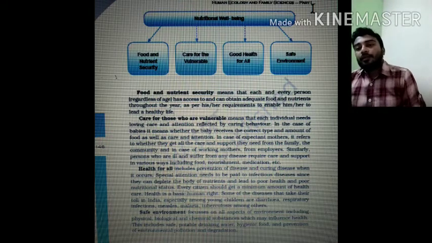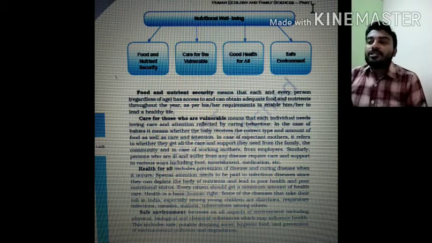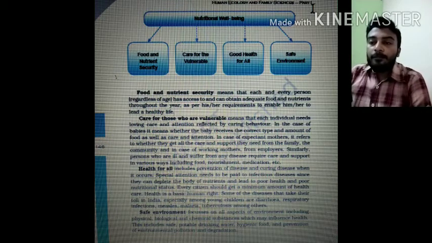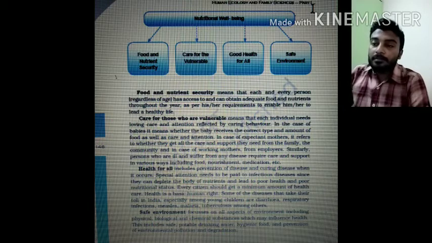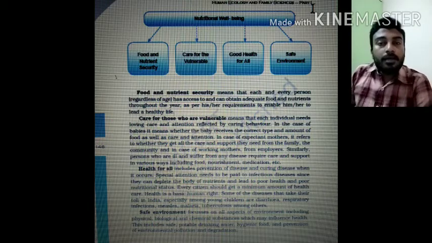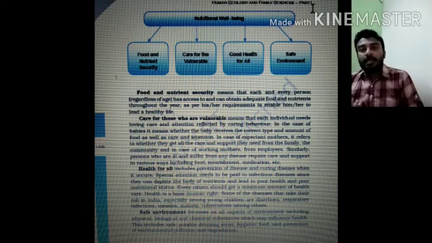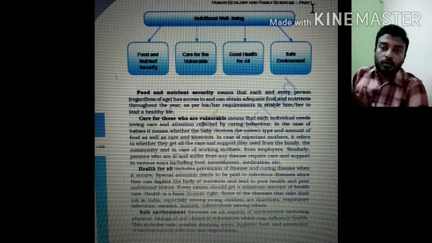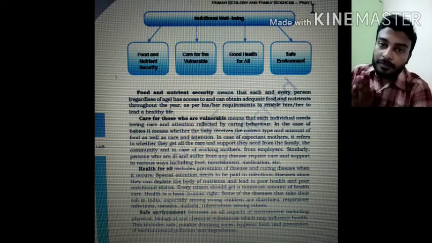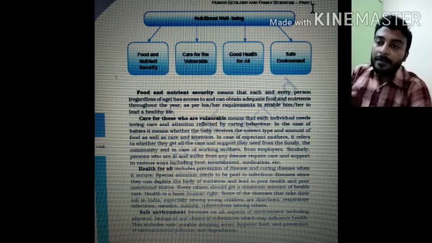Food and nutrient security means that each and every person has access to and can obtain adequate food and nutrients throughout the year as per his or her requirements to enable him or her to lead a healthy life. So to lead a healthy life, you have to meet your proper requirement of the different nutrients in order to maintain proper food and nutrient security.